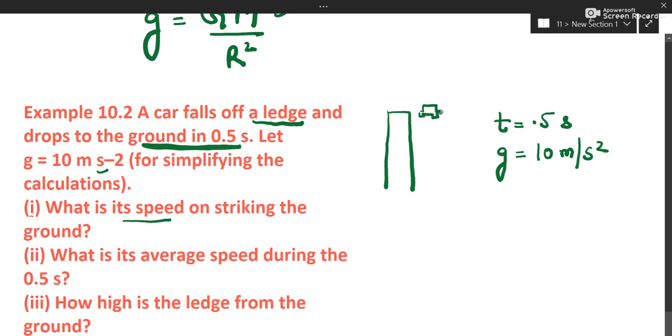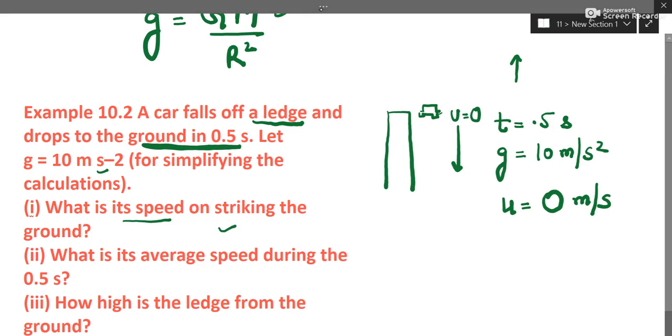And what do we know? When something falls from up, then U is 0. When something goes down, U is 0. And when we throw things up, then V is 0. So right now U is 0, the car is falling down, 0 meter per second. So we have to find out the velocity.